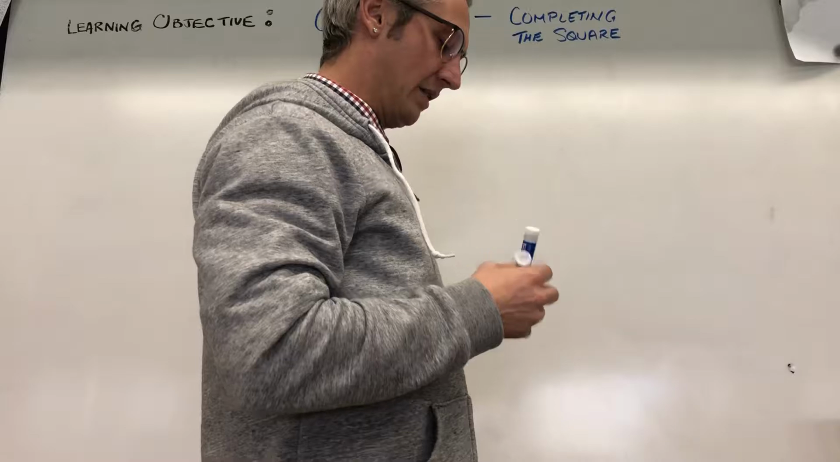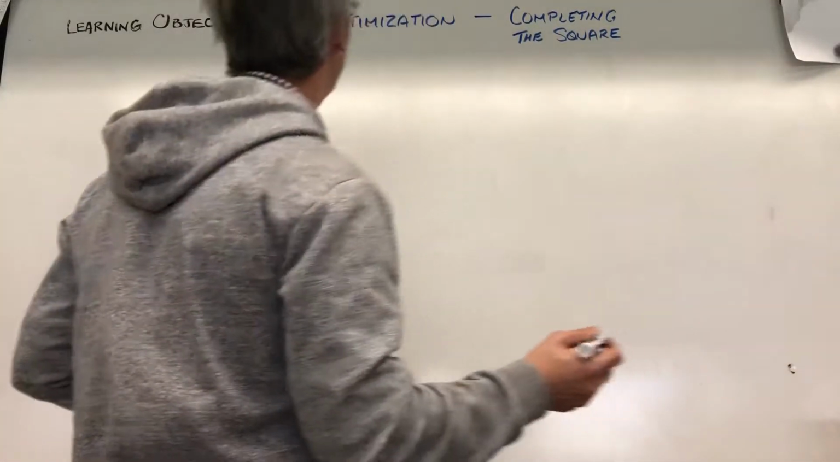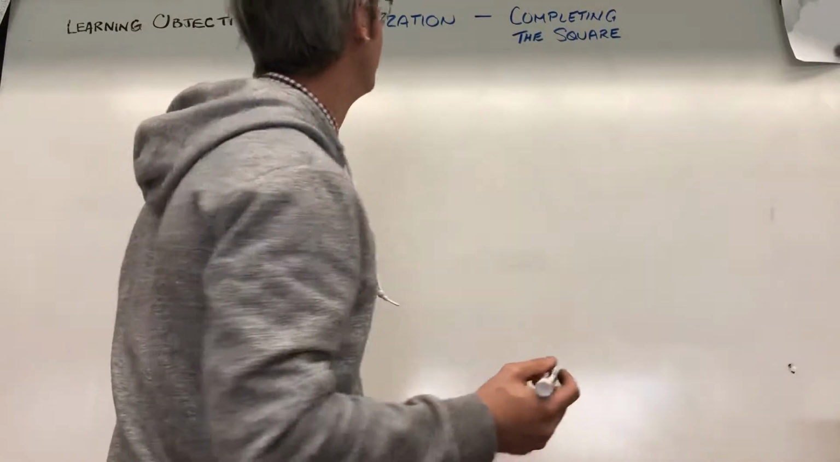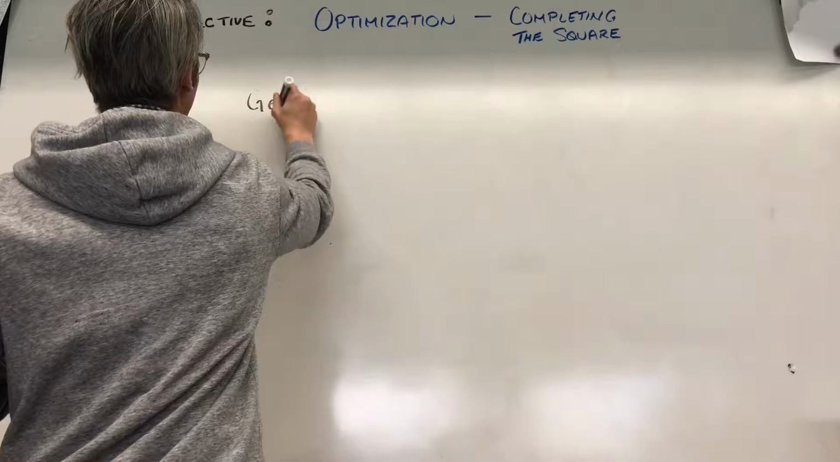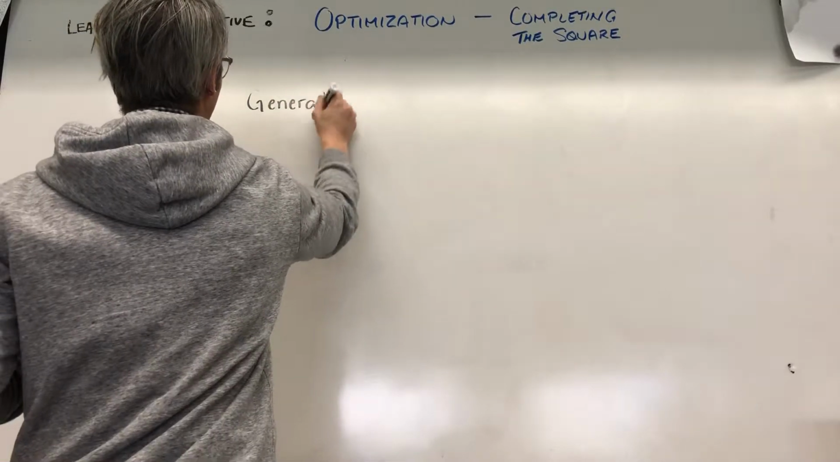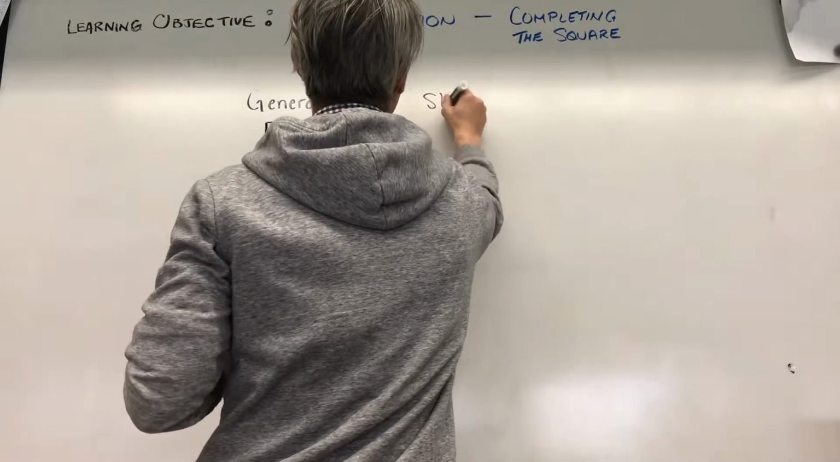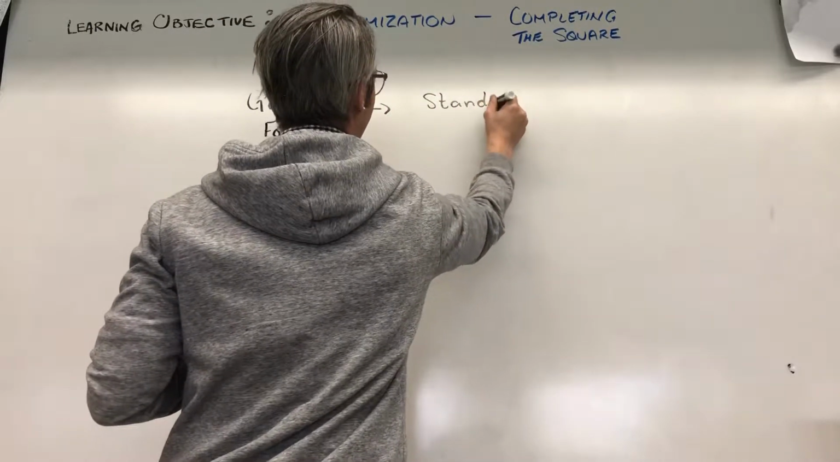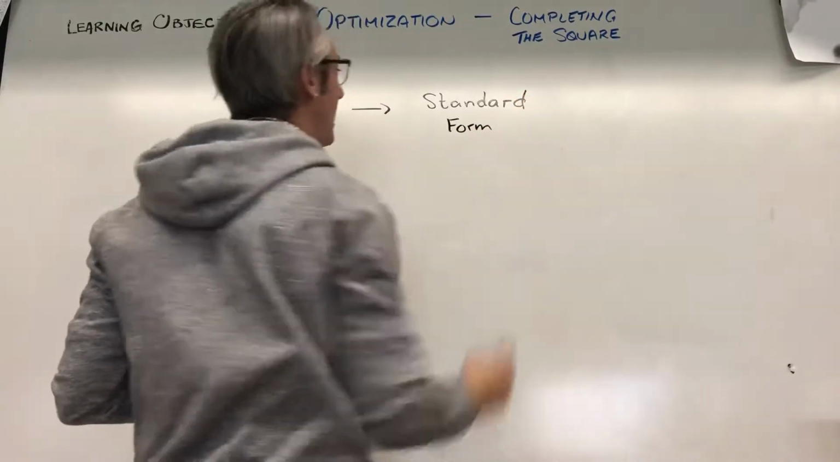Okay, last video, where I was wearing the same thing, we talked about completing the square. Completing the square got us from general quadratic form to standard form. Now, why were we doing that?